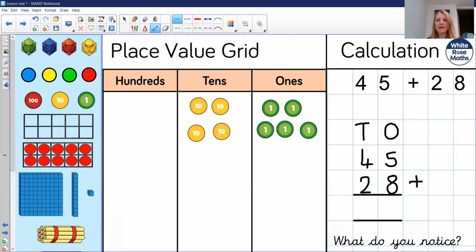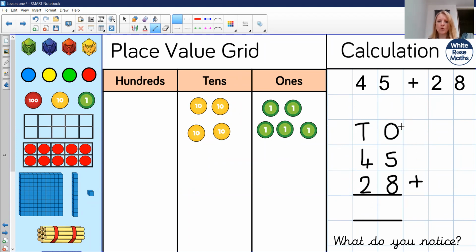Okay, so here's our place value grid that you should have remembered from before. So we've got our hundreds column, our tens column, and our ones column. And over here, we've got our calculation. What are they asking us to do? Well, this is 45 add 28. Let's check that our place value counters are correct. So 45, 10, 20, 30, 40. And how many ones? 1, 2, 3, 4, 5. So this number here, 45, is in our place value grid. So we've got 4 tens and 5 ones. And what we're being asked to do is to add 28.